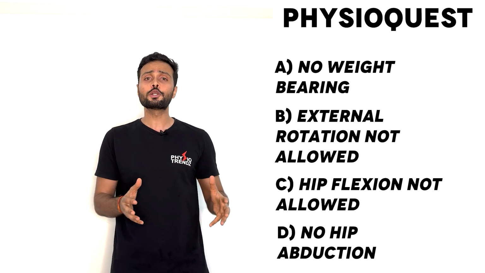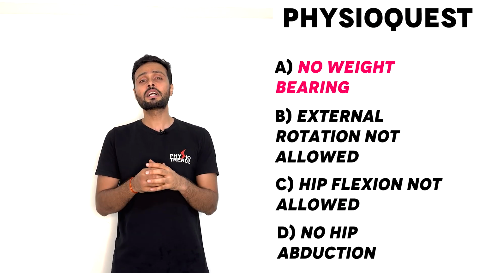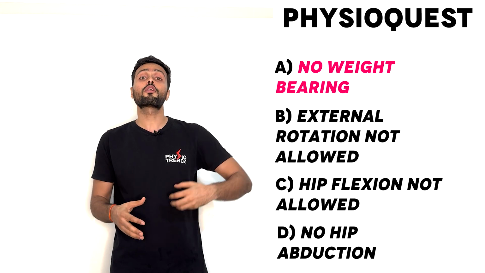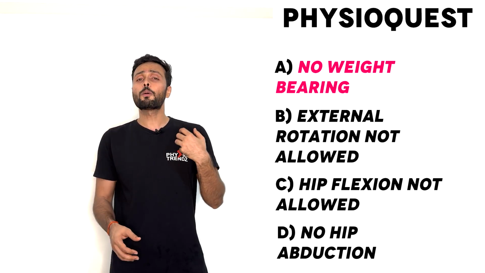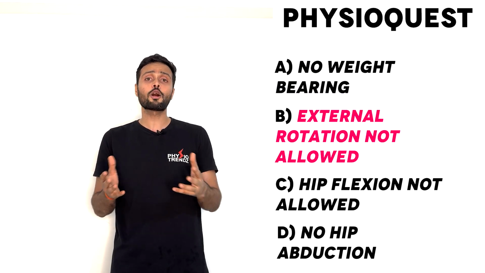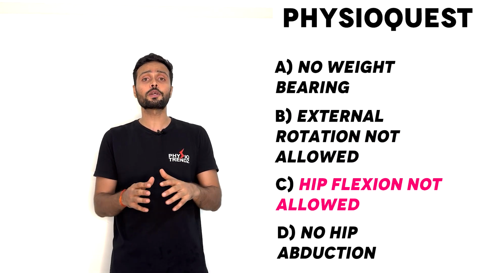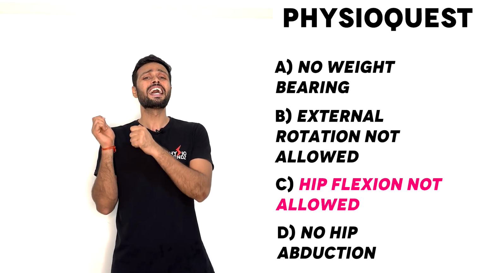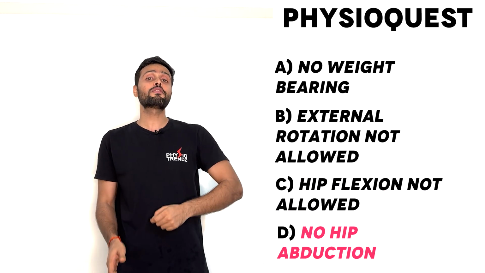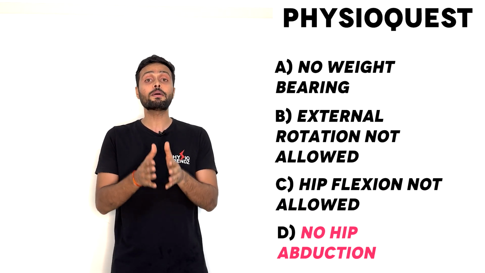And the options given to us are: option A, that we will not allow the patient to go for weight bearing on the affected side. Option B, which says that we will not allow the patient to do external rotation. Option C, which says we will not allow the patient to do flexion of the hip joint, and option D, which says that we will not allow the patient to go for hip abduction.